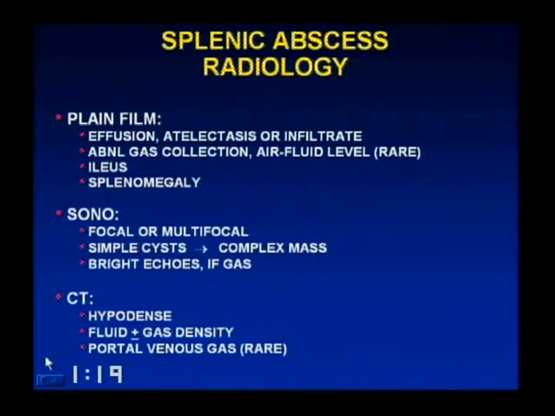So while you might think that a hypodensity in the spleen is a very nonspecific finding, when you take it together with the clinical findings, it actually becomes a fairly specific finding. I'll emphasize that again, and that really is my take-home message as we continue through the lecture. Think about the cross-sectional imaging findings and the clinical findings. So on CT, it may be hypodense, may or may not have fluid or gas density, and rarely might be associated with portal venous gas.